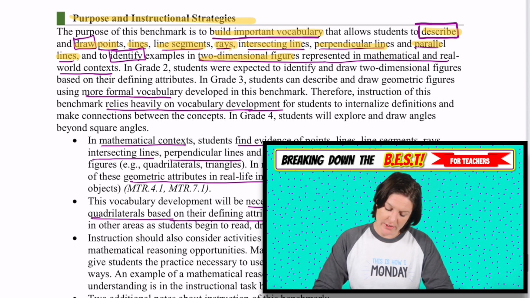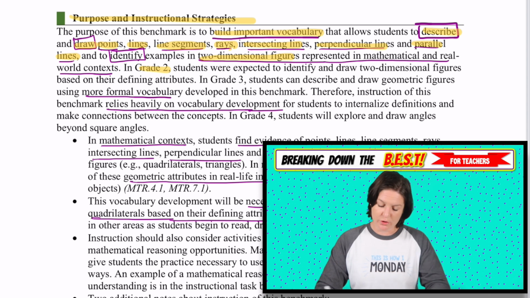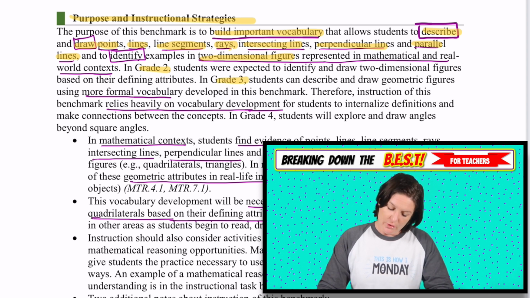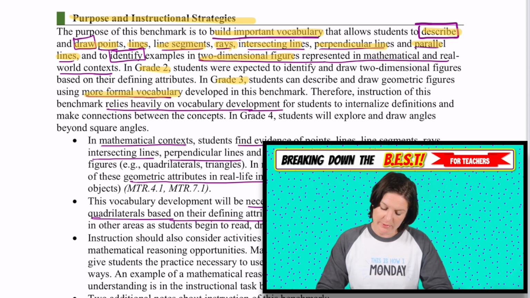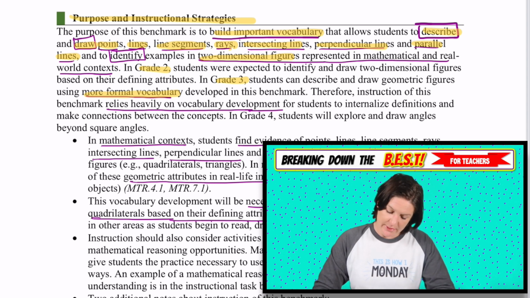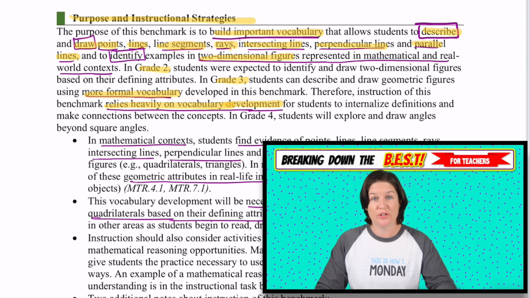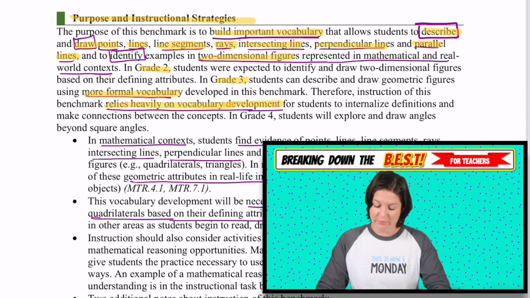It says that in grade 2 students did have some exposure to this, but in grade 3 we have a more formal vocabulary developed for this standard. And it says this standard relies heavily on vocabulary development, so we really need to make sure that we get a lot of practice with all of these words.